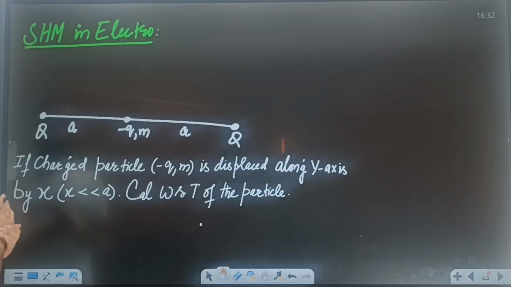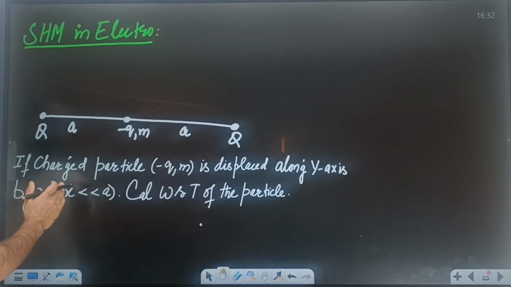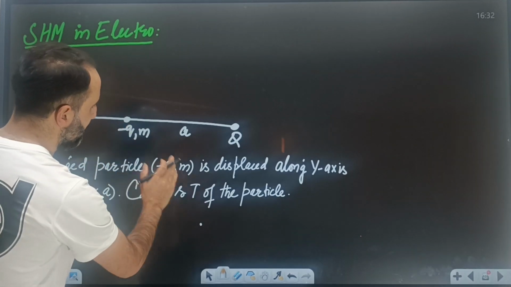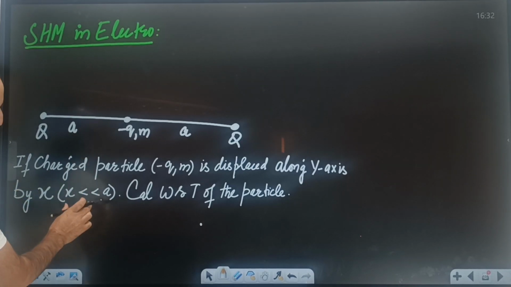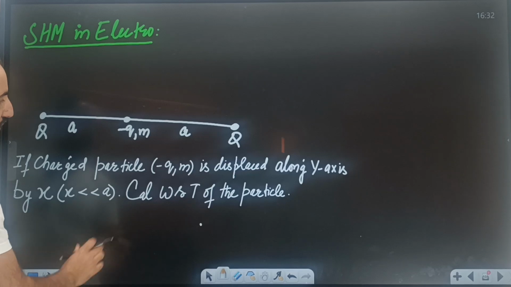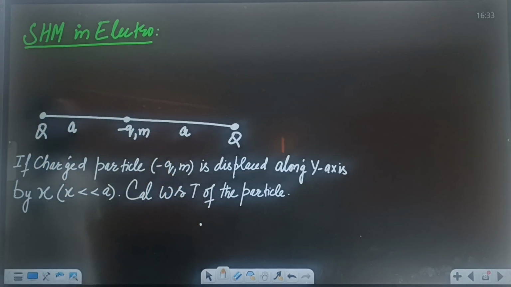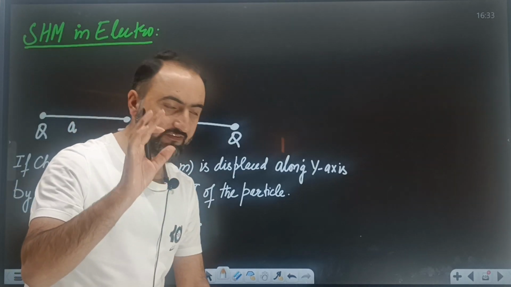Next, the question is given like this: the charged particle minus Q of mass m is displaced along the y-axis by a distance x, whose value is very small compared to a. Calculate the angular frequency and the time period of the charged particle. Have a look at this.